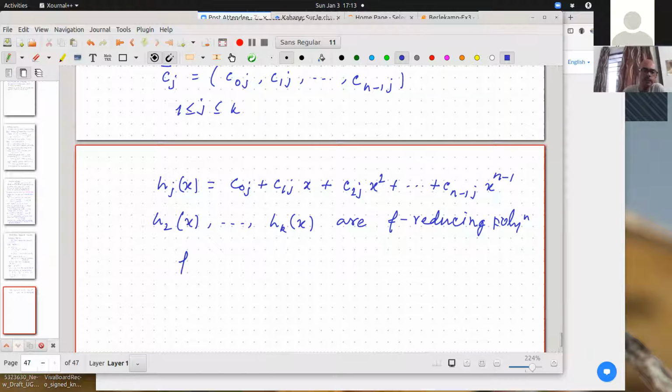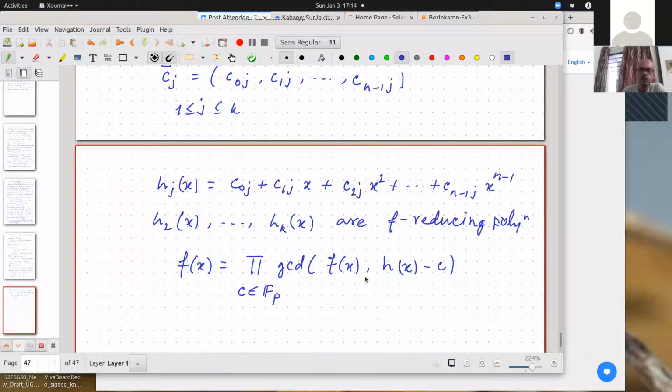So what do we mean by f reducing? We have seen that this is always true, that f can be written as a product of GCD of f(x) and h(x) minus c, for any polynomial h, and this c is running over the field. So we have seen this equality, we have proved this equality, so this is always possible. And a polynomial h(x) is f reducing if this offers a non-trivial factorization.